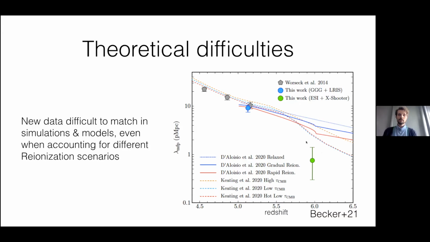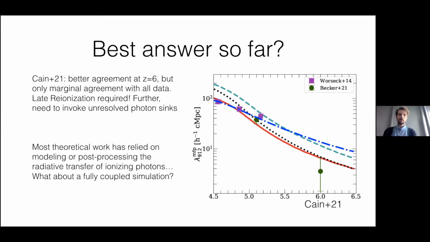There have been a number of papers this year trying to address this, and one of the most recent and most successful was this result from Cain. On the right, you can see their attempts in the red full line and the black dotted line. You can see that already they're much closer to reproducing this low mean free path at the redshift of 6. However, they're, I guess, in marginal agreement. And at the same time, their agreement with the lower redshift data points is even more marginal in a way.